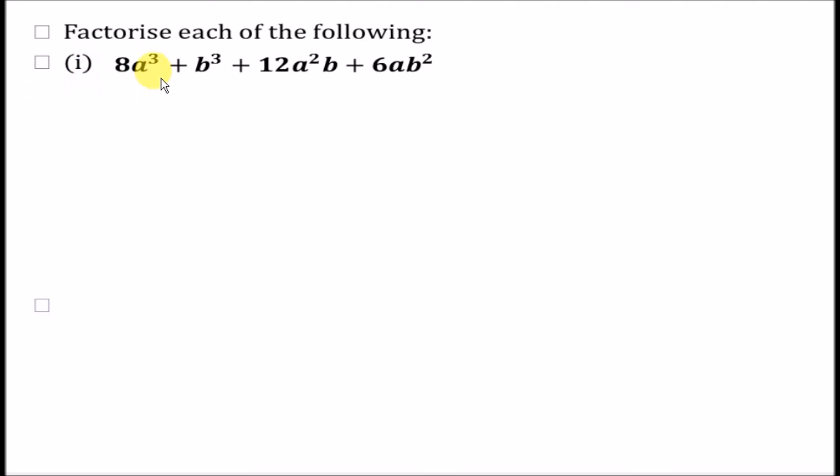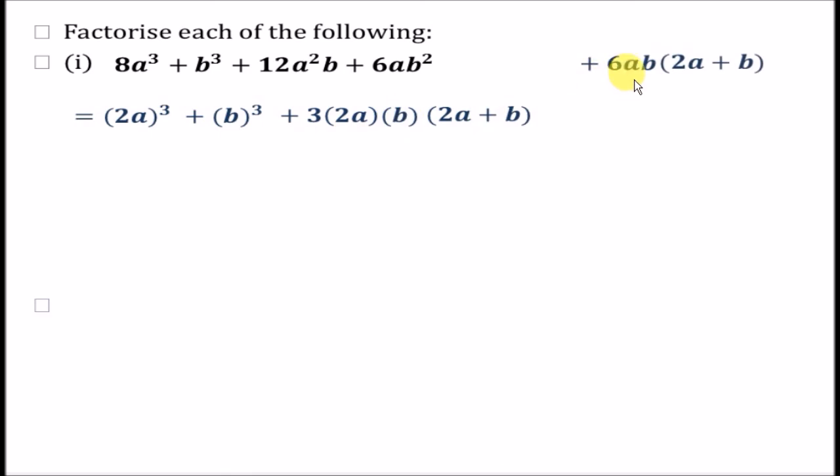So let's start. 8a cube can be expressed as 2a whole cube, as 2 to the 4, 4 to the 8. So 8a cube is 2a whole cube. Plus b cube can simply be expressed as plus b whole cube. The remaining two terms will form 3ab into a plus b. So 3 into 2a into b within brackets 2a plus b. Now if you compute this, then definitely we'll get the two terms which are at the back. 3 2s are 6, so 6ab into 2a plus b.